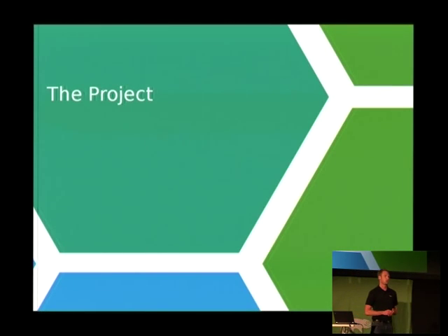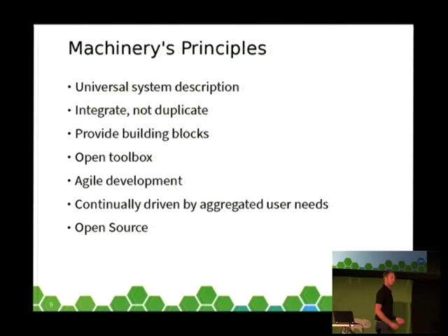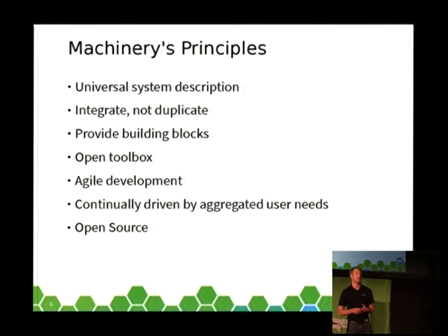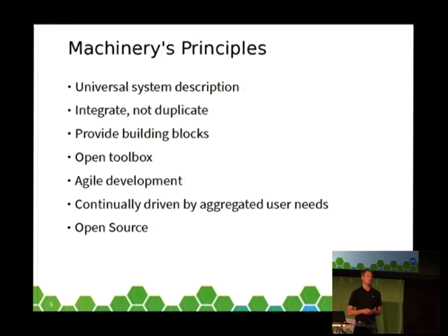So let's talk about the project itself. The essential part is the system description. And we don't want to reinvent the wheel. That means we want to use tools which fulfill the purposes, and at the same time we want them to work together so machinery can be integrated into other workflows. So we want to provide a toolbox.